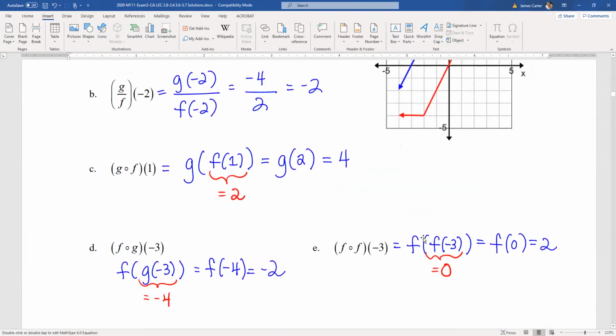I'm barely going to be able to reach this. I may have to jump back and forth.